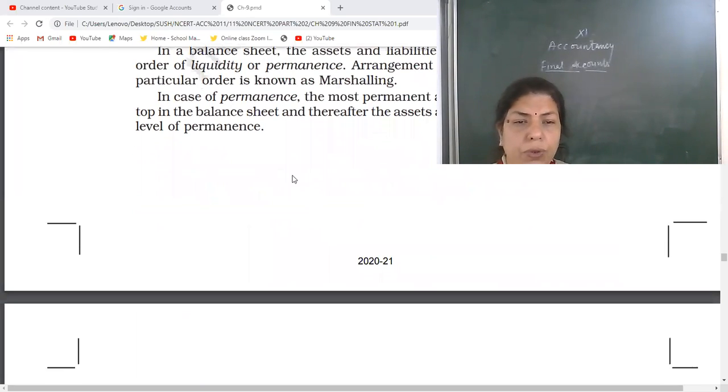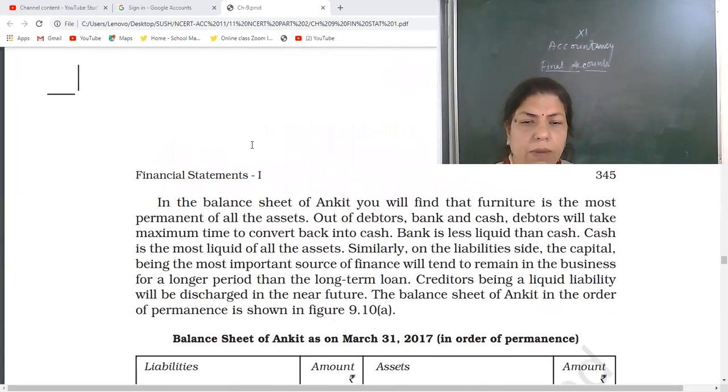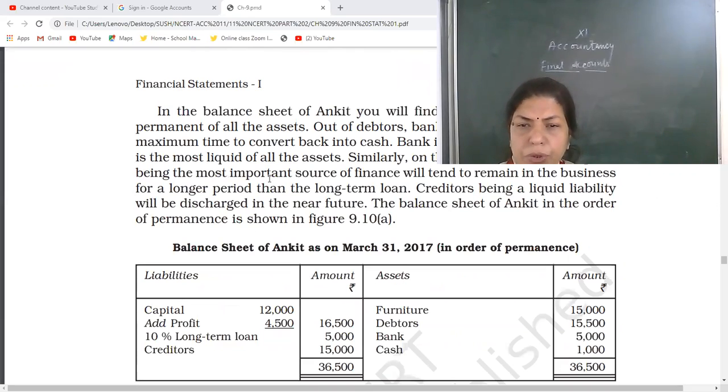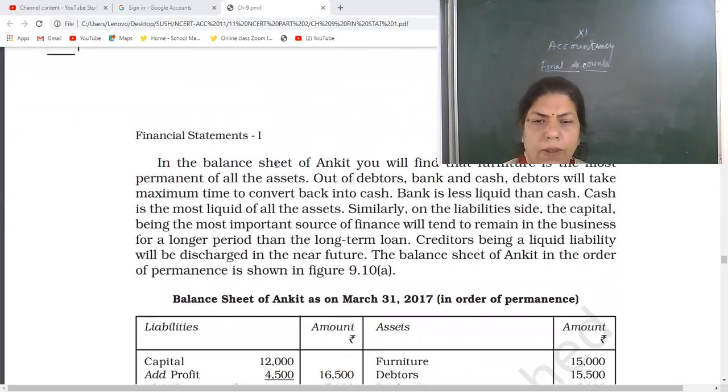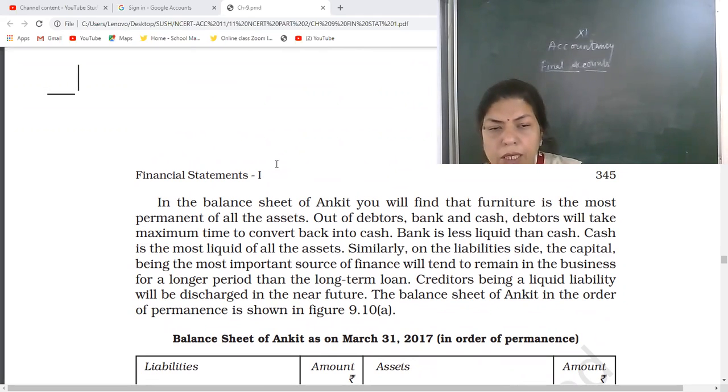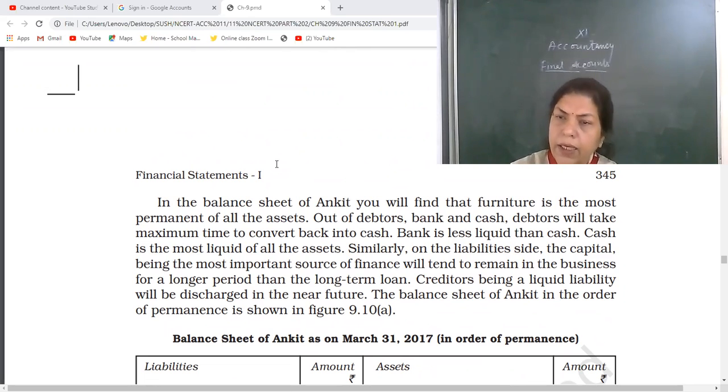Okay, so see, this is the balance sheet I am going to show you. Then see, furniture is the most permanent asset in this balance sheet generally. Land and building, plant and machinery, vehicle, furniture, this will be the sequence.